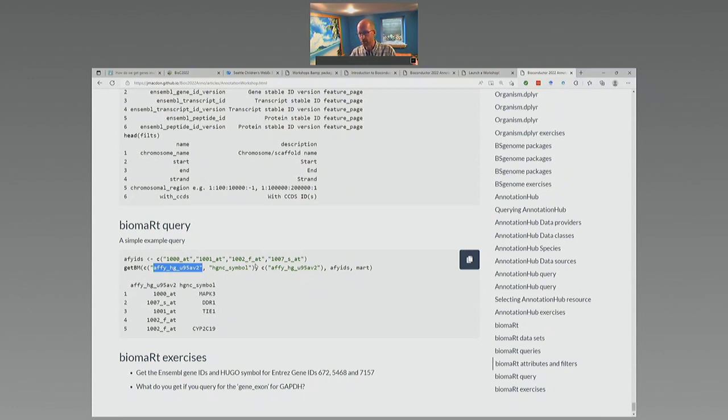And we're about out of time. So the biomaRt exercises here are relatively simple. You can go ahead and try those. I'll be around, so if you have questions, feel free to ask.